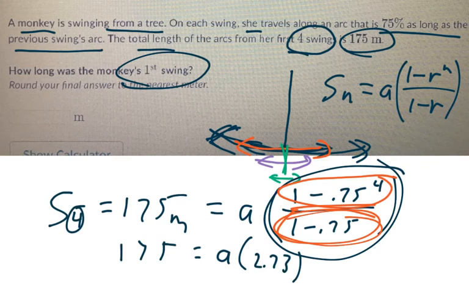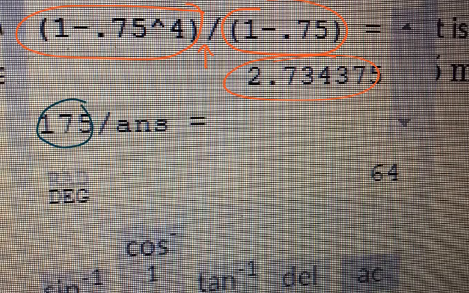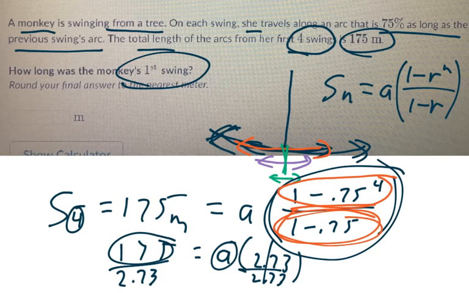Now, I'm not going to touch my calculator. I'm going to leave that whole number in there. Do you guys agree? I'm going to divide by that 2.73 on both sides. And that's going to give me A, which is the initial first swing. So, I'm going to take 175 and divide by the answer that we came up with there. And I just figured out, guys, that the first swing, the monkey basically did 64 meters on that swing. So that would be the answer there. And each swing is 75% of the previous swing.